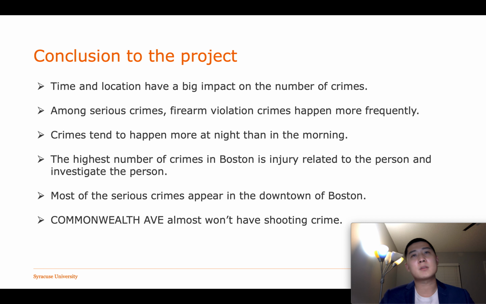In conclusion, certain areas of Boston have specific times related to higher risk of gun-related crime. Therefore, the police department should assign more police officers to patrol at night and in the downtown area, and focus more on preventing firearm violation crime, where Commonwealth Avenue can be allocated the least manpower.